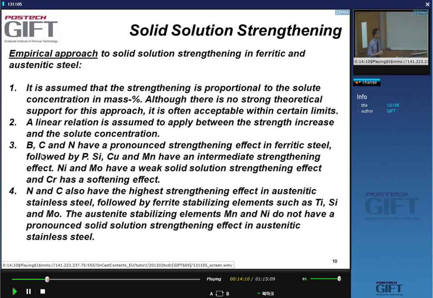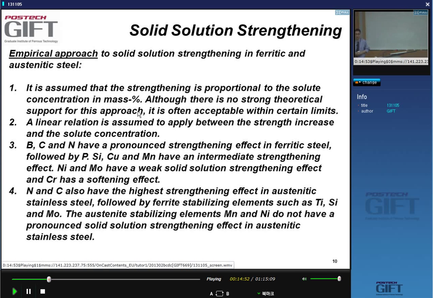Strengthening is an empirical approach. We just assume that the strengthening is proportional to the solute concentration in mass percent. There's no strong theoretical support for this approach. There are theories which give a linear relation between the amount of strengthening and the concentration of the solute, but there are other theories also. So there's not strong support for this approach. But in practice, it works.